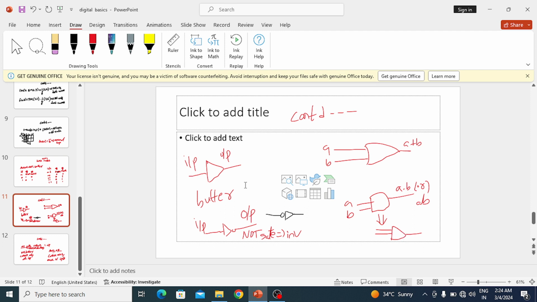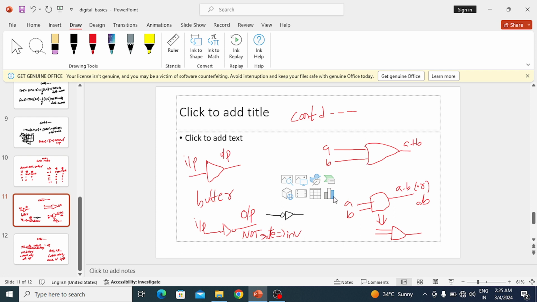It looks like a buffer, but the buffer has only one input, while the AND gate has 2 inputs. One more thing you can observe: even though it resembles the OR gate, in the OR gate the input side is curved, but for the AND gate it is always straight. So when you compare with the buffer, you have to look at the number of inputs. When you compare with the OR gate symbol, you have to look at the starting shape.